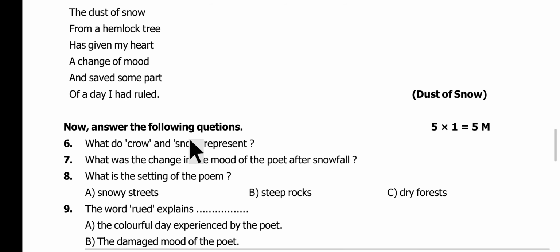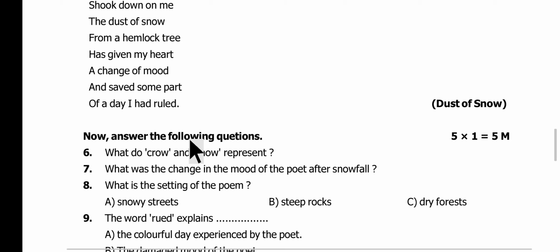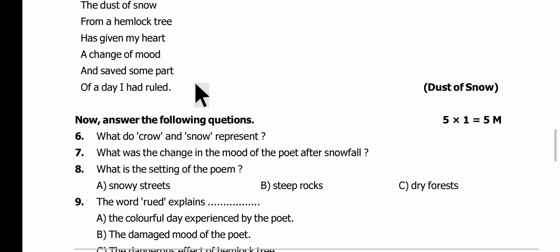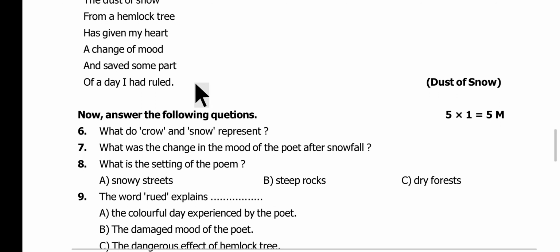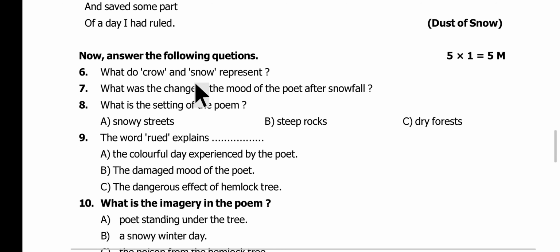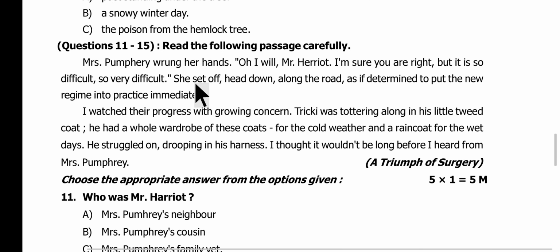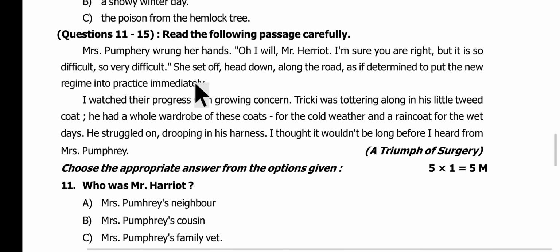It is rued, R-U-E-D, not ruled. I had rued. It is a typing mistake, I think. So now, what is the imagery in the poem? So such type of questions figure in the poetic section of the question paper of reading comprehension.